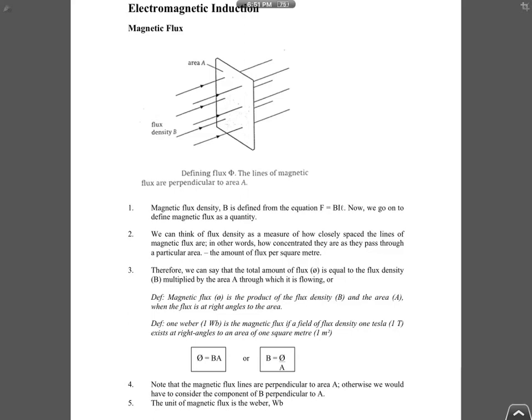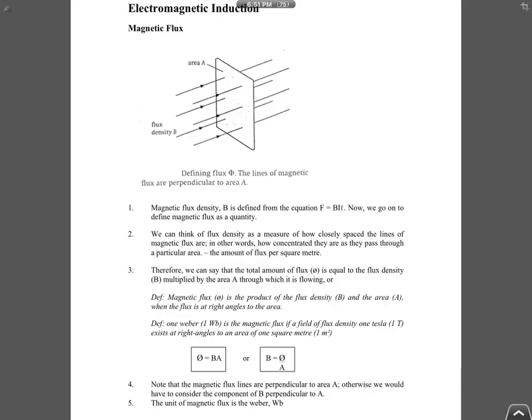In this chapter called electromagnetic induction, we're going to learn about how to generate electricity. To generate electricity, we are going to examine two laws, which are Faraday's law and Lenz's law. Those two laws govern the generation of electricity. But in these laws, they mention some terms which we have to learn first.